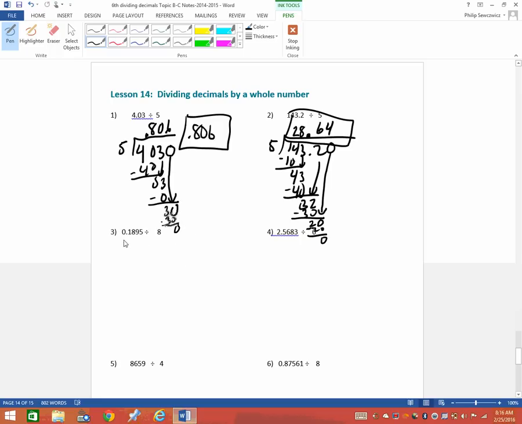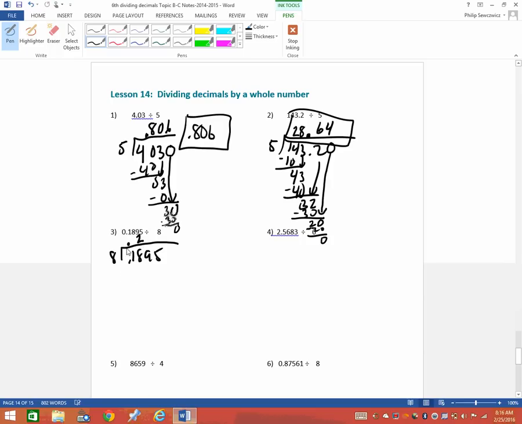All right, so let's see what we got here. We got an 8 on the outside. I'm going to bump mine up a little bit because I kind of ran out of space last time. All right. 1.895. Okay, so decimal straight up. Vroom. How many groups of 8 can you take out of 1? None. How many groups of 8 out of 18? Now here's the thing. I can take 2 of them, but where's the 2 got to go? It's got to go above the 8.